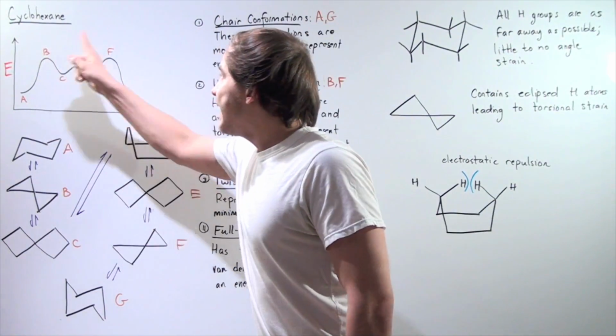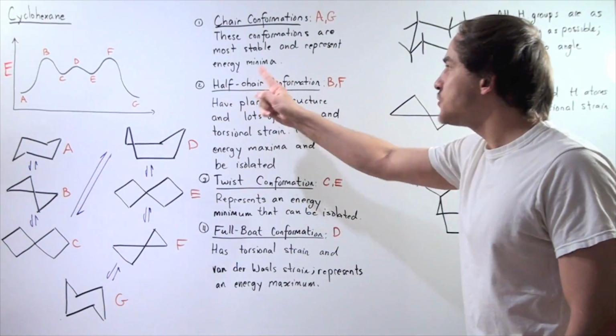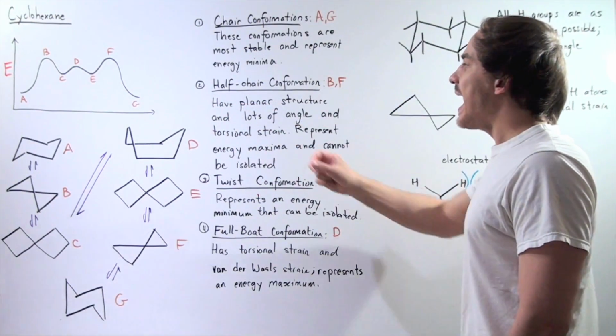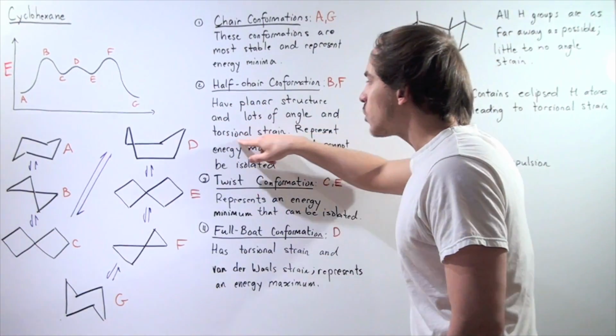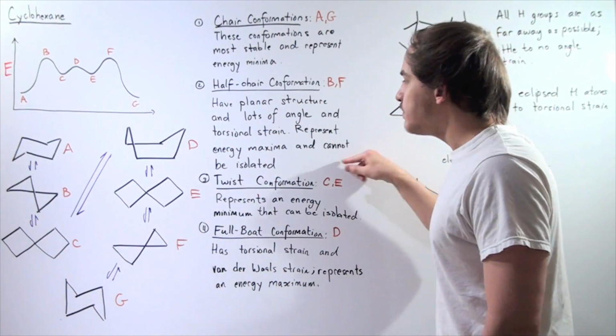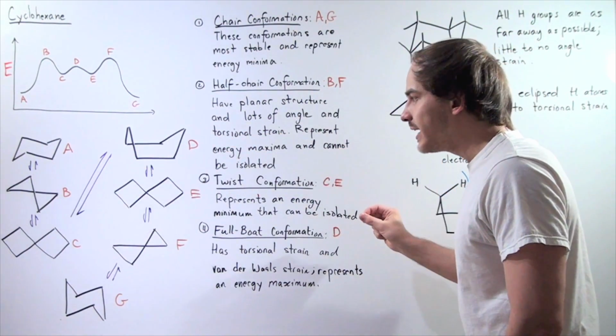So, B and F are known as half-chair conformations, and these have planar structure and lots of angle and torsional strain, and this represents energy maxima, and that means they cannot be isolated.